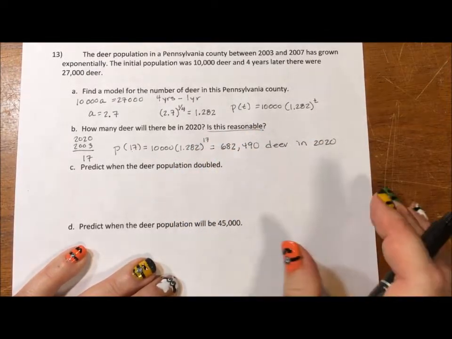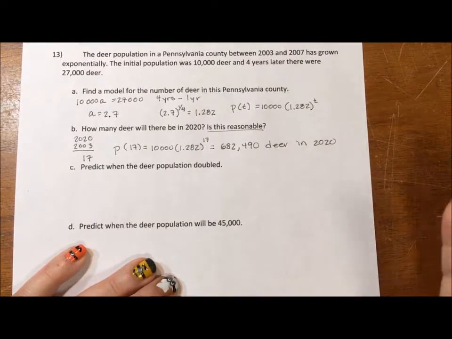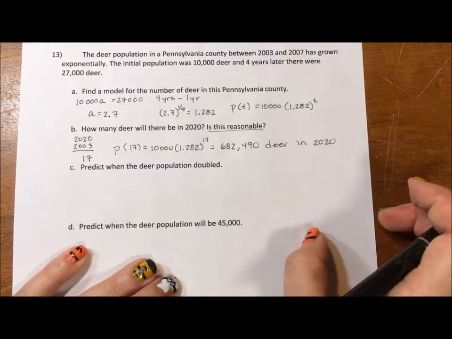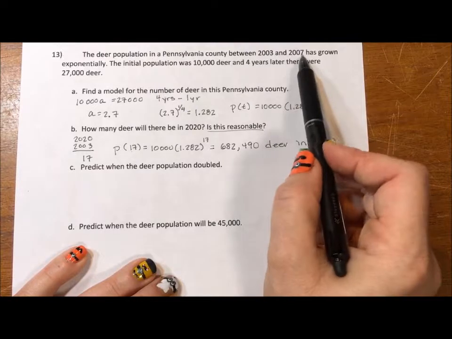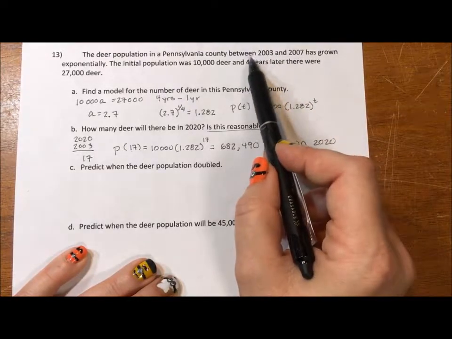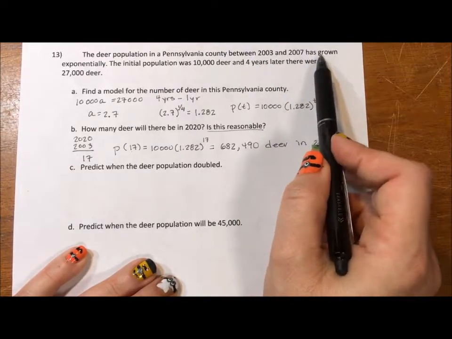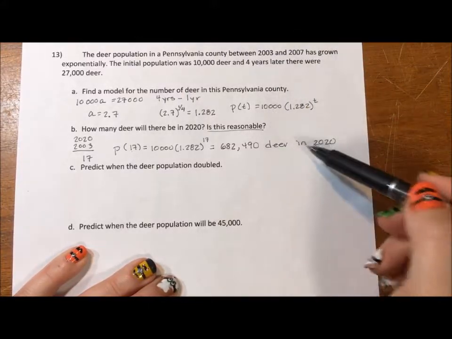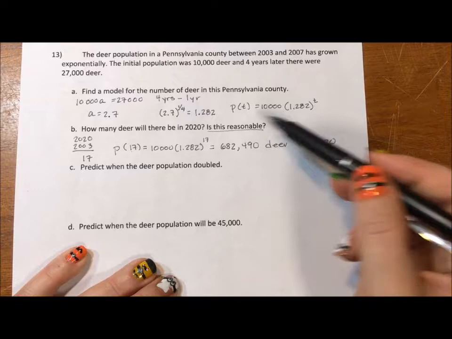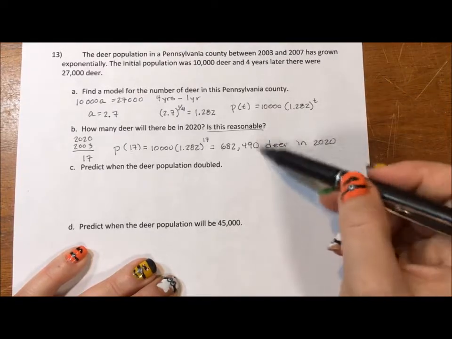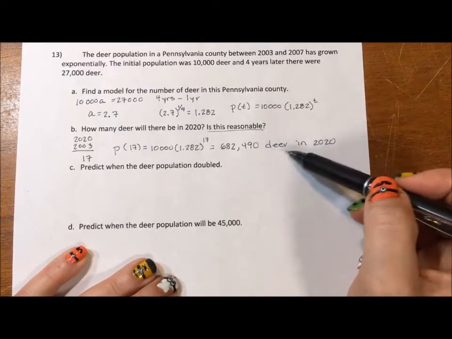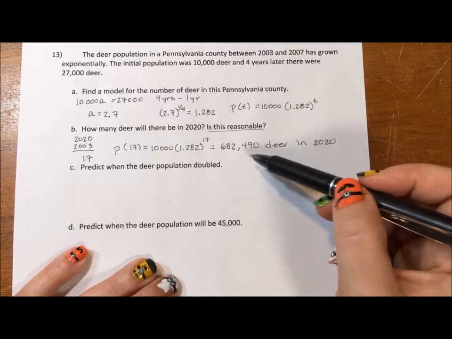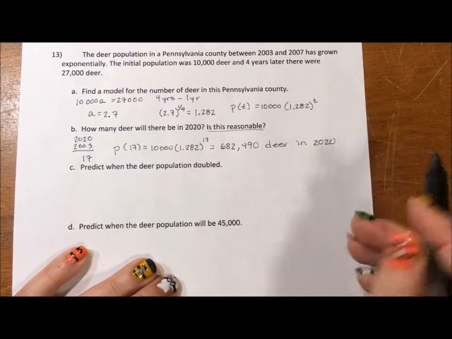It says, is this reasonable? Probably not. But this is why models have a domain. The domain says this model is probably good from about maybe 2001 to 2009, maybe 2010. Beyond that, we're going to have to find a different model. Exponential would explode, and that's not how life works. There's going to be carrying capacities on the land, and there's going to be a maximum number of deer that can fit on the land.